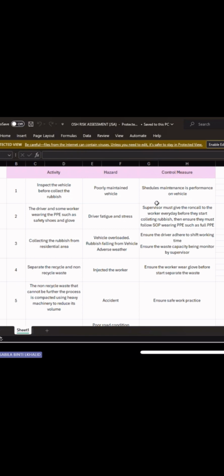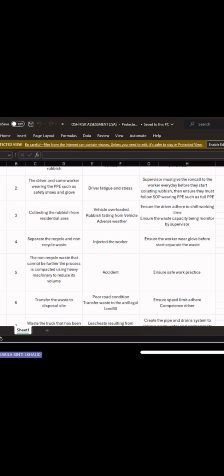Okay, next is job safety analysis. One is inspect the vehicle before collecting the rubbish. The hazard is a poorly maintained vehicle, and the control measure is scheduled maintenance performed on the vehicle. Two is the driver and some workers wearing the PPE such as safety shoes and gloves. The hazard is driver fatigue and stress, and for the control measure, the supervisor must give a warning call to the workers every day before they start collecting the rubbish. Then ensure they follow the SOP, wearing full PPE.